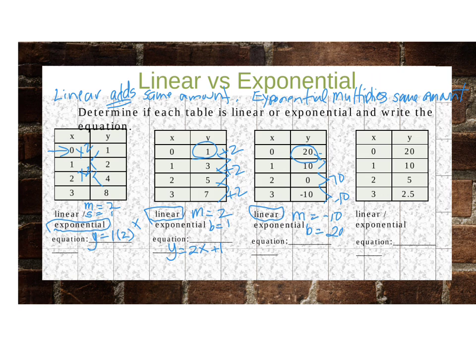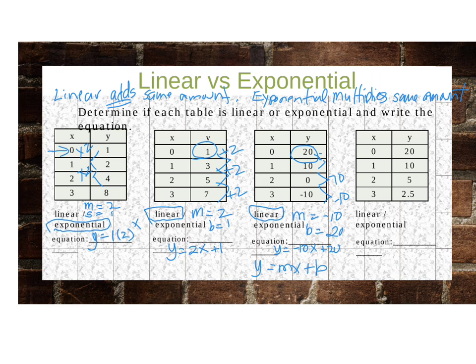What is my y equals mx plus b equation? I plug in negative 10 for m, and I plug in 20 for b, and I get y equals negative 10x plus 20. Let's look at the last table. Starts out, when x is 0, y equals 20. That could be important. We'll have to see.